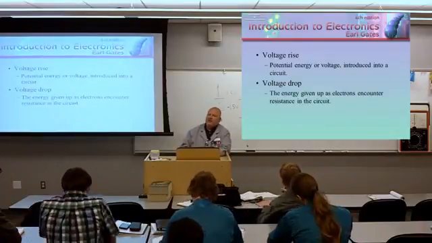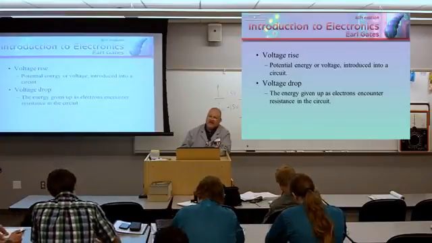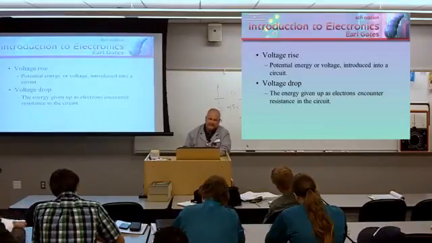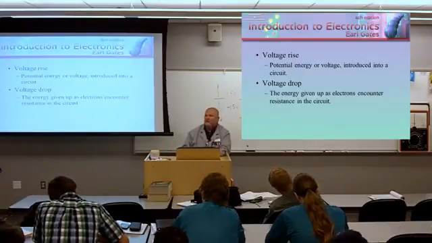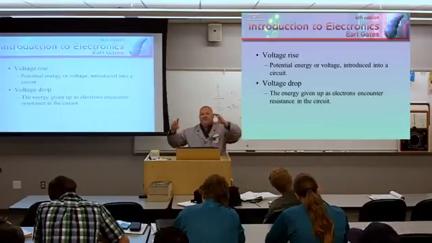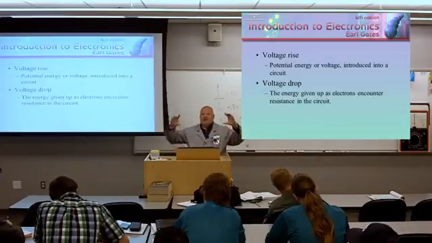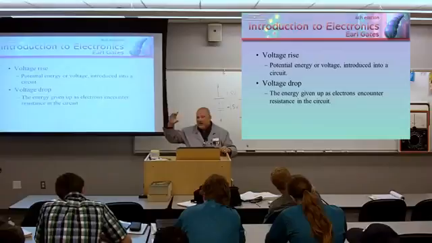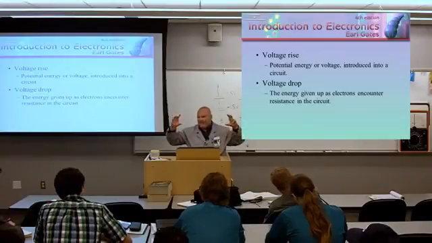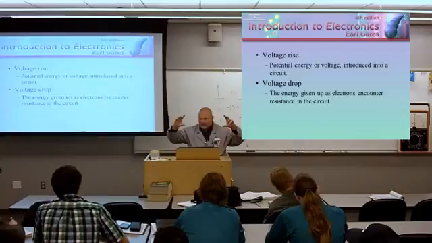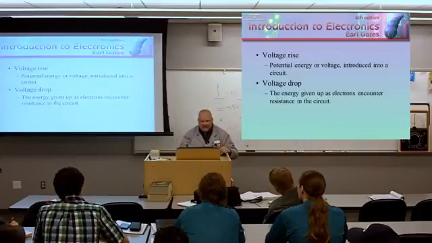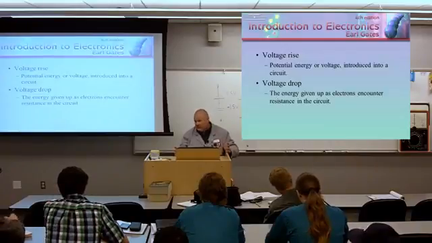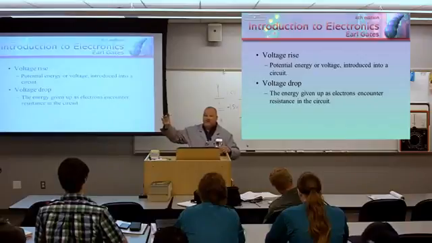Voltage rise is the energy we put into a circuit. Voltage drop is the energy that we take out of the circuit, if you will, given up as the electrons encounter resistance in the circuit. So voltage rise would be like your batteries. Voltage drop is what you're powering. And they should always be equal to each other. If you've got a 5-volt battery pack and you're powering a radio, that radio should be consuming 5 volts. 5-volt voltage rise, 5-volt voltage drop. Make sense? You should never end up with energy left over. If you do, that's what we call a malfunction. You've got voltage not going from the source to the load.